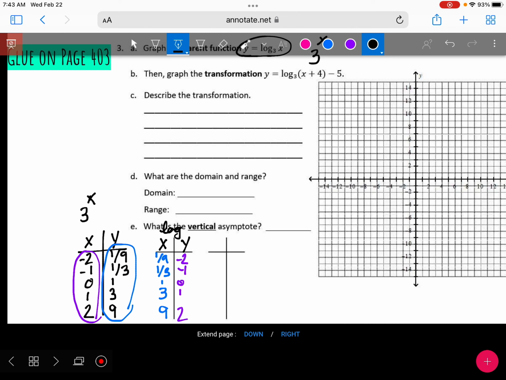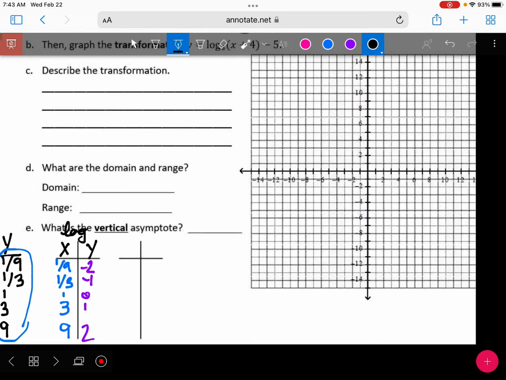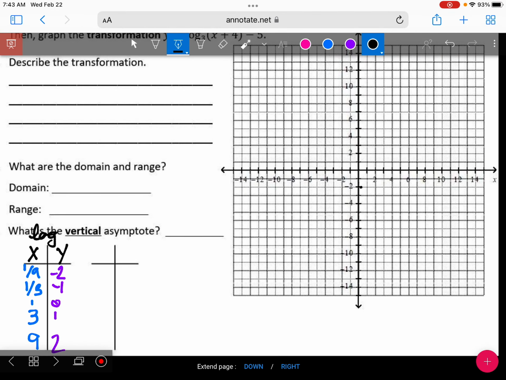And we are actually going to graph our log here. So we are going to put the log on here so that we can see what happens with the transformations. So we're going to have our x's 1/9, y is -2. I'm going to do my parent function in black. 3, 1, and 9, 2.